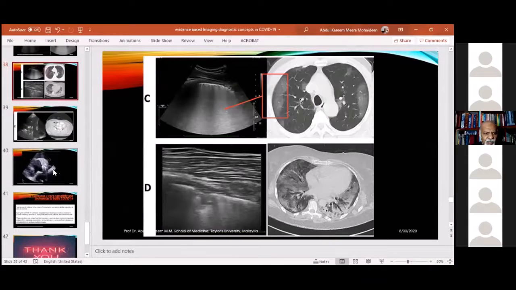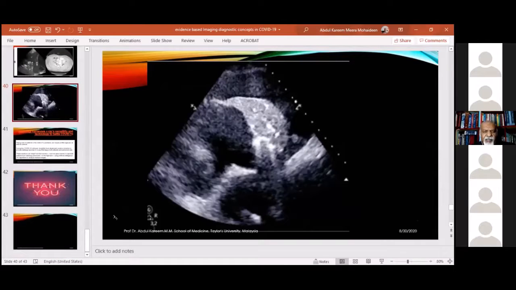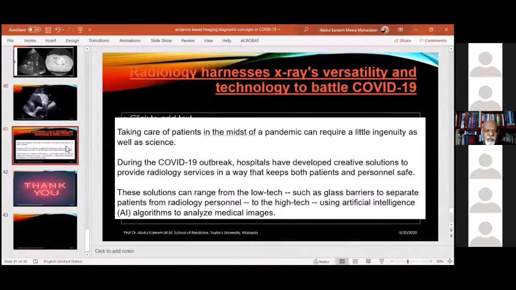So ultrasound also can pick up pleural fluid, whether it is a pocket of fluid or massive fluid, you can pick it up. So in that way, the imaging is very useful.